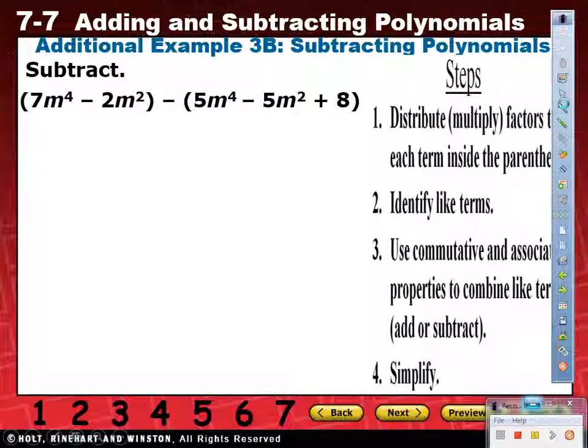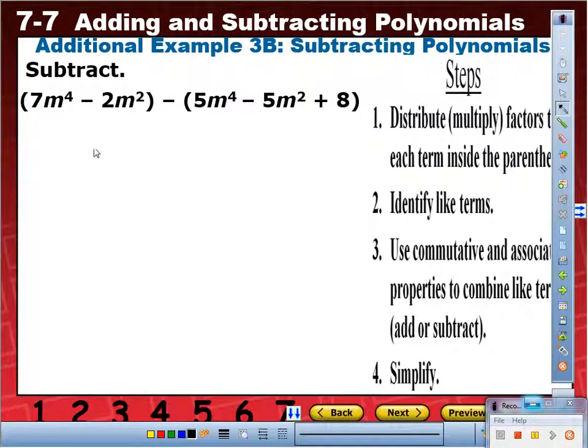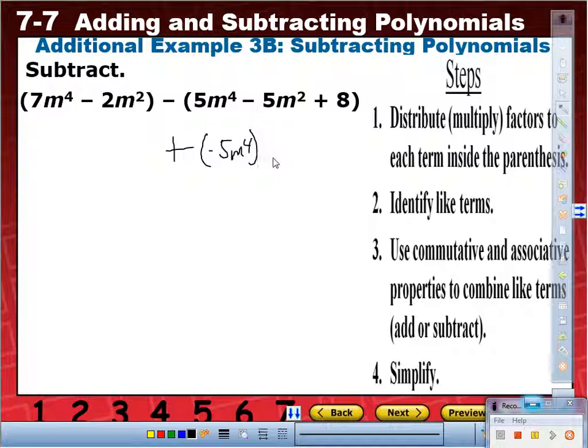Pens down, please. Eyes up here. Look at this. What did we do at the very beginning of the year when we have subtraction? We need to do what? Add the opposite. So what is the opposite of this one? Negative 5m to the 4th. And this one is a negative, becomes a positive 5m squared. This one becomes a negative 8. You see how that happened? I just bring this down.